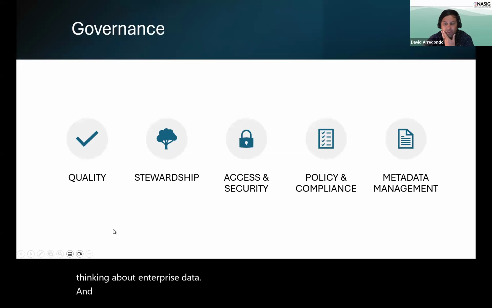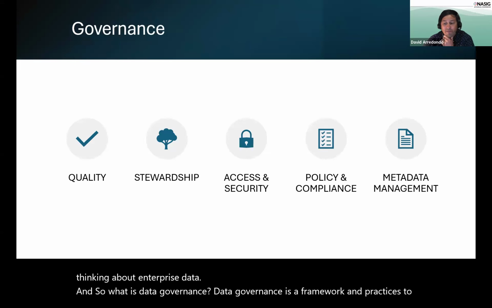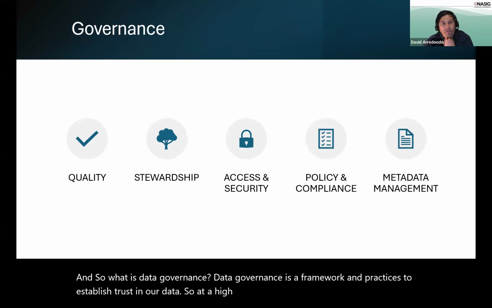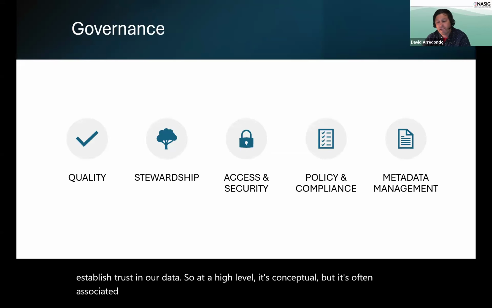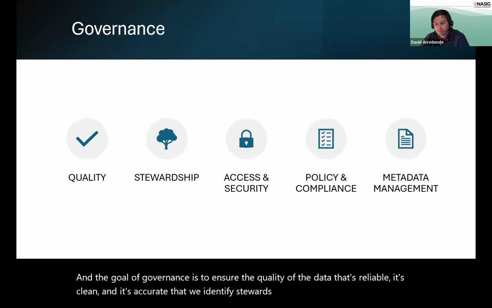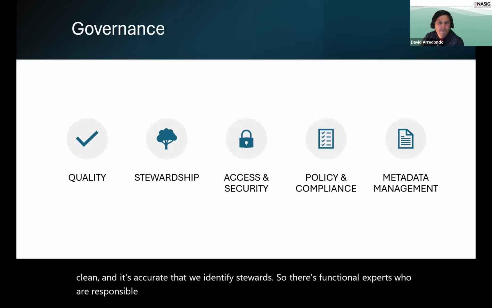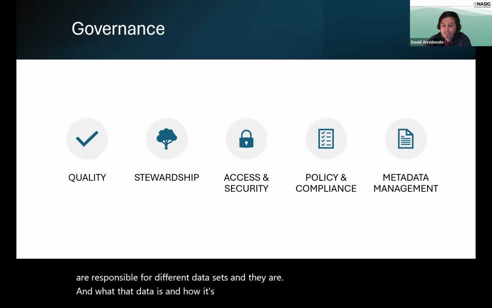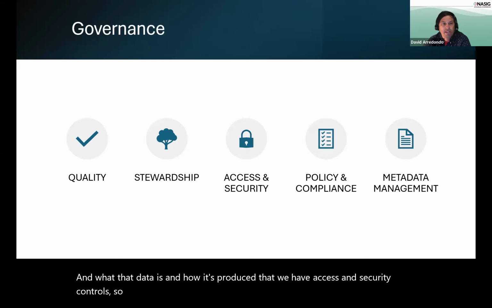And so what is data governance? Data governance is a framework and practices to establish trust in our data. So at a high level, it's conceptual, but it's often associated with a role, which would be a data governor or data governance officer. And the goal of governance is to ensure the quality of the data, that it's reliable, it's clean, and it's accurate, that we identify stewards. So there's functional experts who are responsible for different data sets, and they are experts in what that data is and how it's produced. That we have access and security controls so that only those people that need to access certain data are able to.